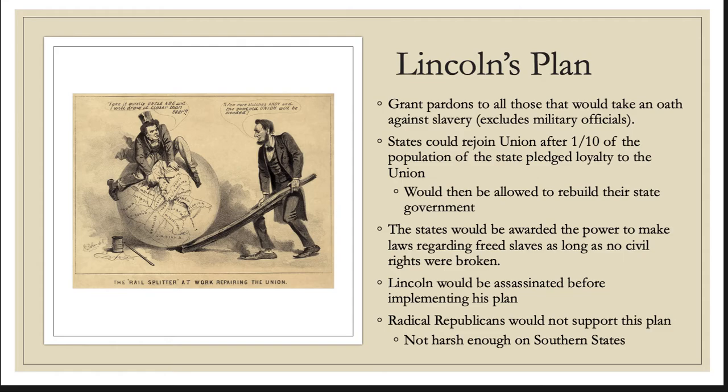We don't want people back in the Union who don't want to be back in the Union. So he's saying if you pledge loyalty to the United States, then you can be a part of the United States again. And once you did that, your state would be allowed to receive federal funding to start rebuilding your state government, electing new officials, moving forward. The states under Lincoln's plan would be given the power to make laws regarding freed slaves, with the kind of asterisk that no civil rights would be broken.